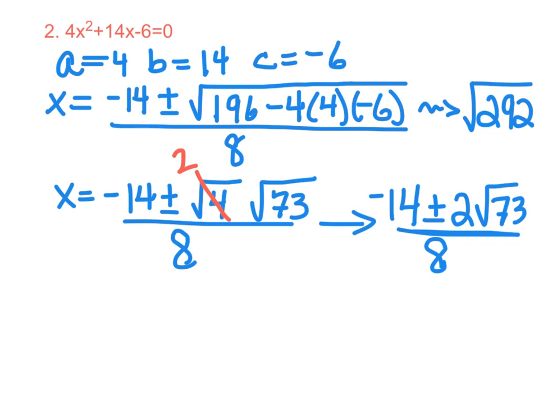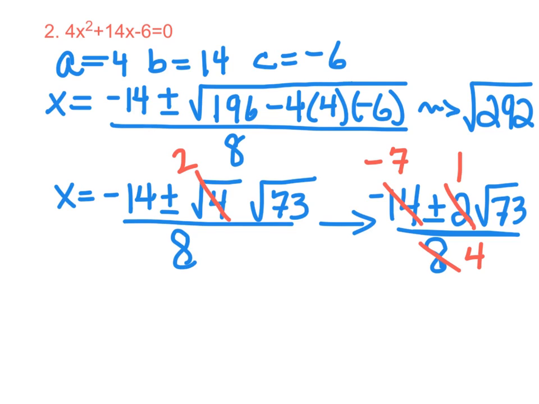Now remember, if you see that the numbers all have a factor in common, you can factor out or divide out that number. So for example here, I have a 2 that goes into all 3 of these things. So that's going to become a 1, this will become a negative 7, and this will become a 4.